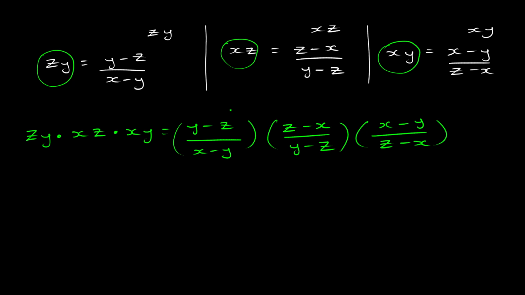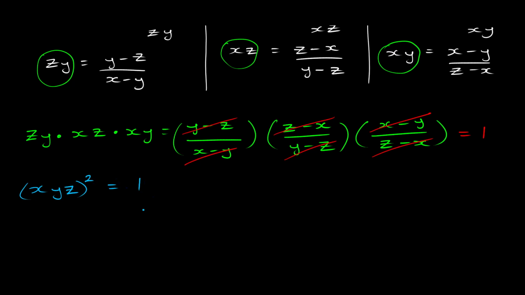Now let's take a closer look at this. If we take a closer look, we can see that we have an x minus y here in the numerator. We have an x minus y in the denominator. The same goes for y minus z, and the same goes for z minus x. So on the right hand side, this would all be equal to 1. So let's rewrite this as xyz all squared is equal to 1.